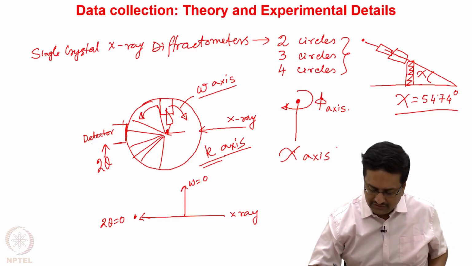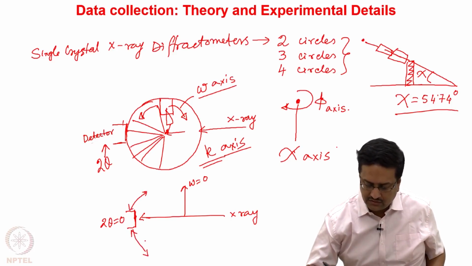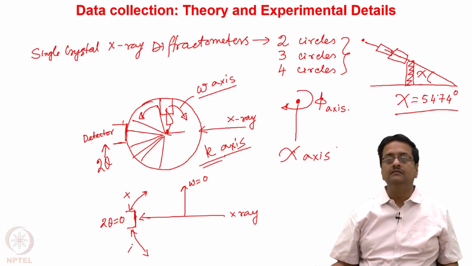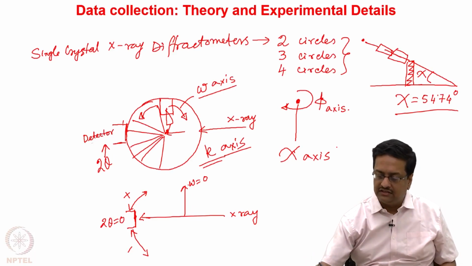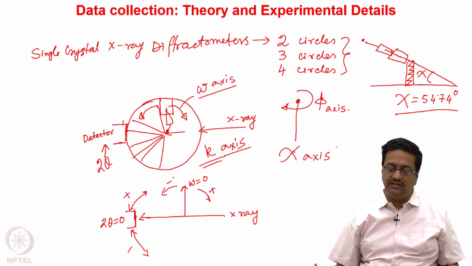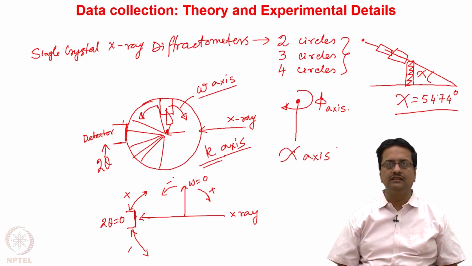By having a detector located at 2 theta 0, one can rotate the position of the detector in either direction, in plus and minus with respect to 2 theta, and simultaneously this omega can be rotated in either side, plus and minus, along with 2 theta. So now in this particular setup there are three different possibilities.